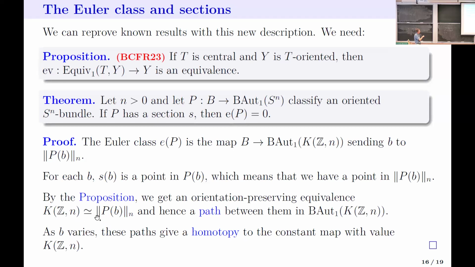And by univalence, that's a path between the two within this space. And that means for each b, I've got a path from the value of this function to this base point. So those glue together to give a homotopy to the constant map. So we've reasoned by thinking of the Euler class as a family of spaces, and by using that univalence argument again.